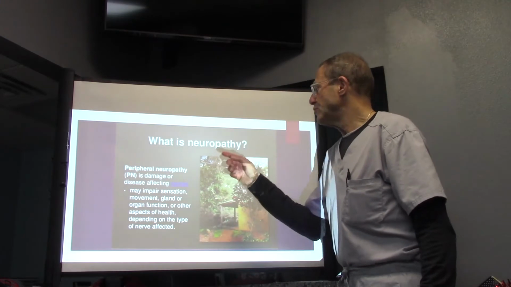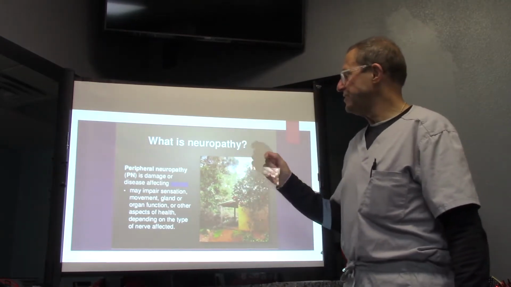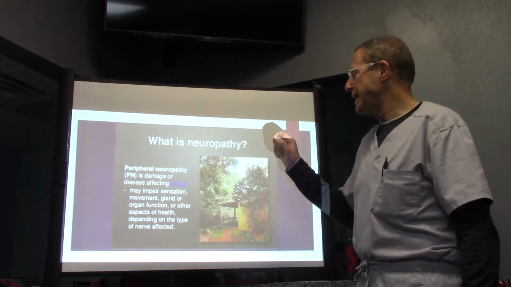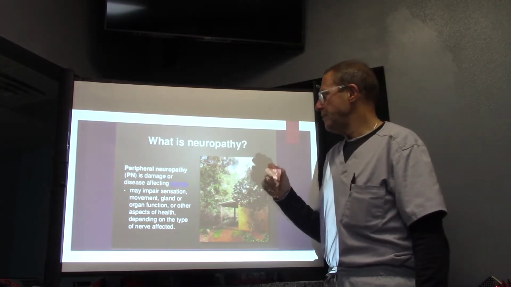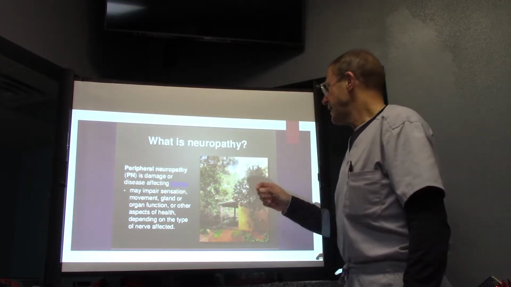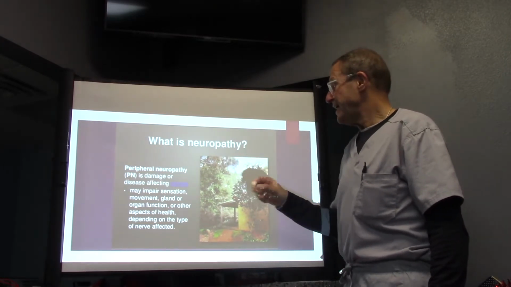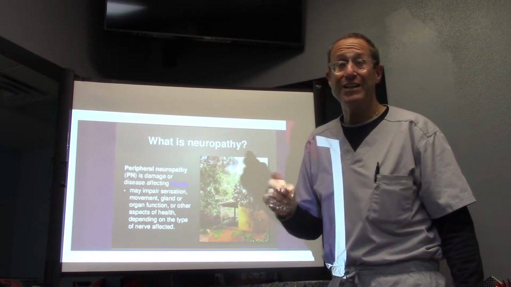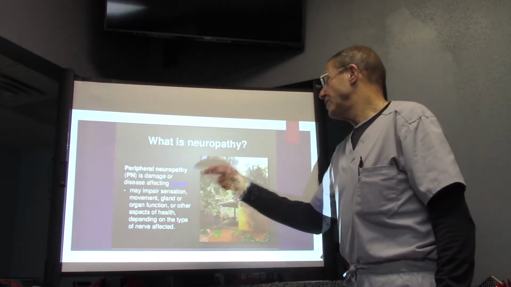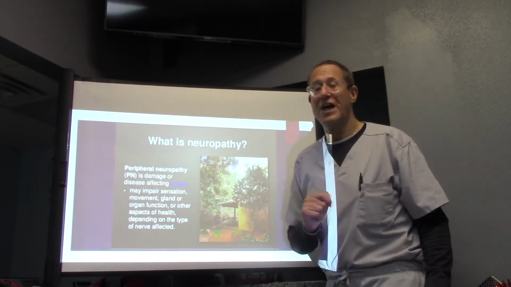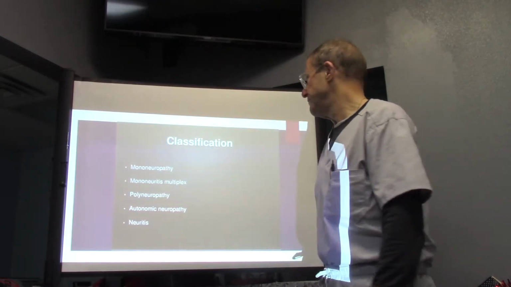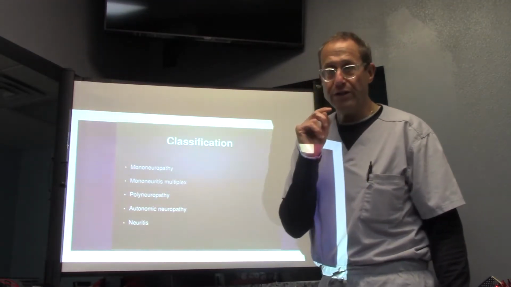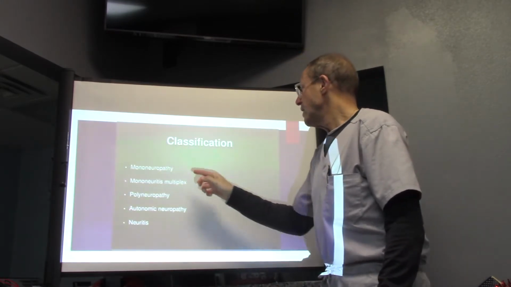So peripheral neuropathy is damage or disease affecting nerves. It may impair sensation, it may affect movement, it may affect glands, it can affect organ function, which is a key thing that people do not even discuss, and other aspects of health depending on the type of nerve that is affected. Okay, we have mononeuropathy, which is one nerve, okay, one site.